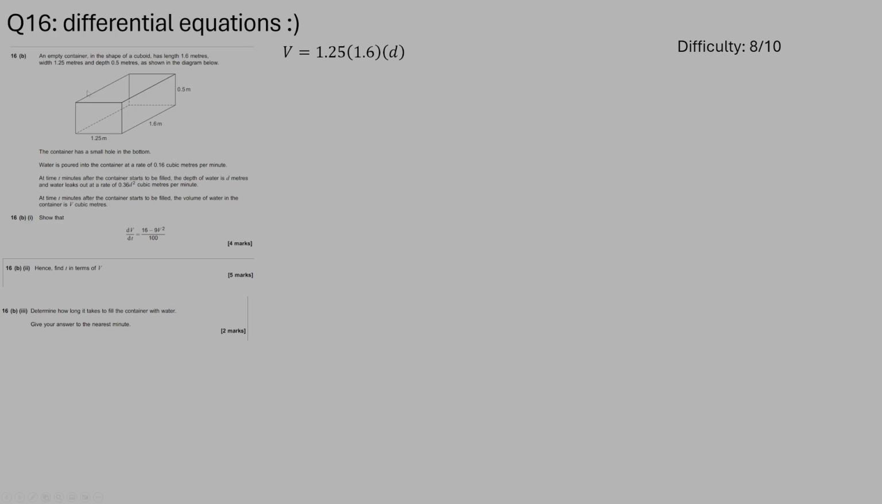So the volume at any point is going to be the base times the depth, because the depth is a random point on this line, basically. So if it's halfway up, the depth would be 0.25, and then you would substitute this in to find the volume of water filled at that point. So we know that V equals 2D, and D equals V over 2.